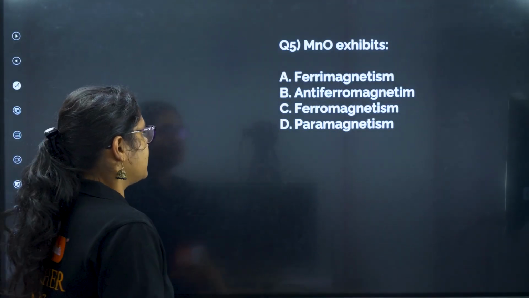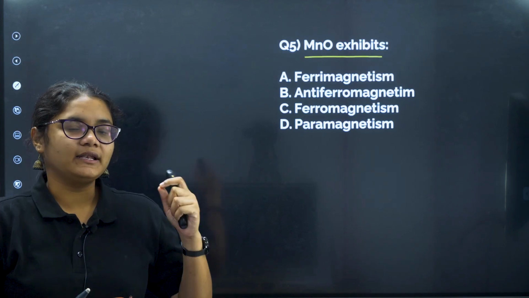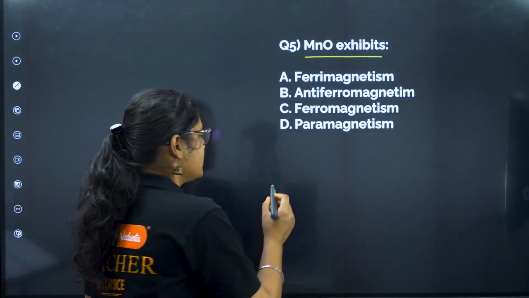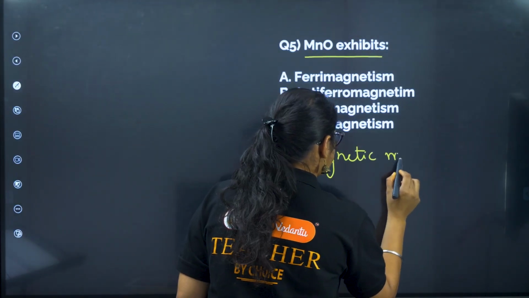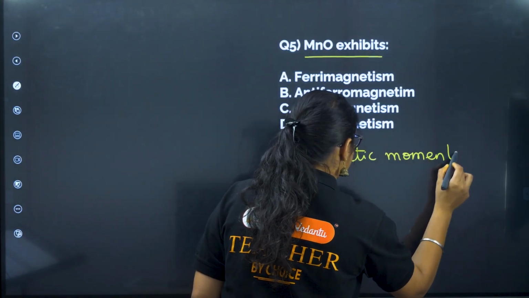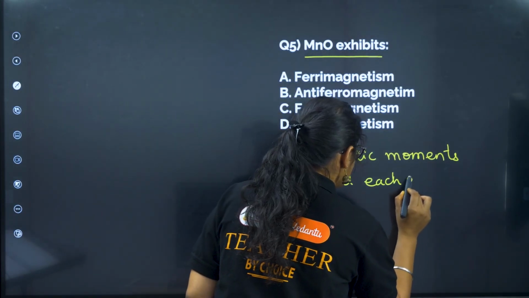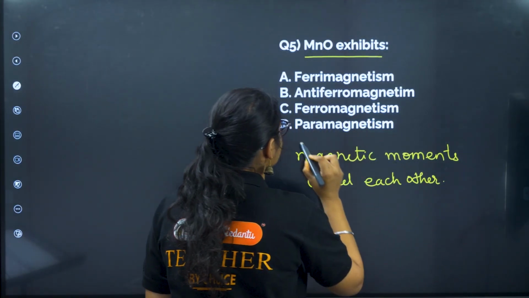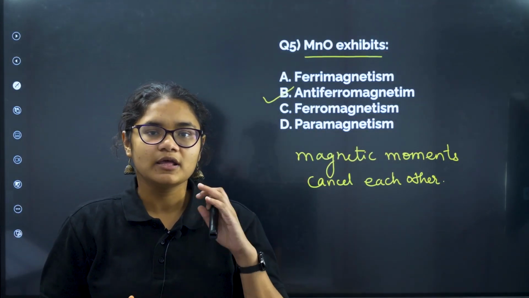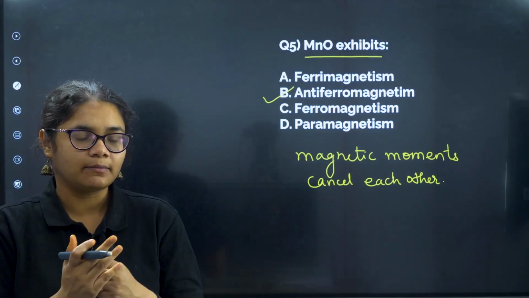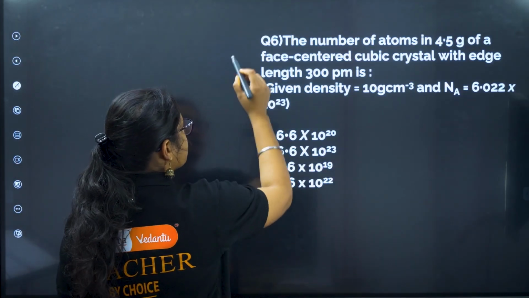Now coming to next question, MnO exhibits. So here MnO has antiferromagnetism because of the magnetic moments. The magnetic moments of this one cancel each other, okay. They are in opposite direction and equal in number. So because they cancel each other, the correct answer for this question will be antiferromagnetism, okay. This is also from your chapter solids, where they have given about the magnetic properties. Next question number 6, this is also from your solid state.